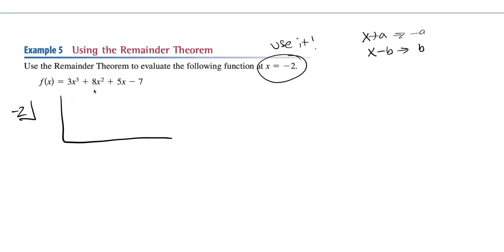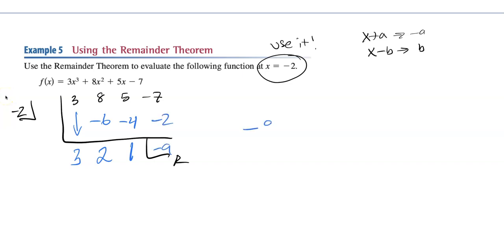So synthetic division, this will be 3, 8, 5, negative 7. The last one is our remainder. So the rule is bring the first one down, 3, multiply across, negative 6, add down, it's the easy one, 2, multiply across, negative 4, add down, 1, multiply across, negative 2, and then add down, negative 9. So our answer is negative 9. If I would have just plugged in negative 2 into our equation, we would have got negative 9. So if you didn't want to plug negative 2 into all that, like if you didn't have a calculator, that might be harder. Just do synthetic division.